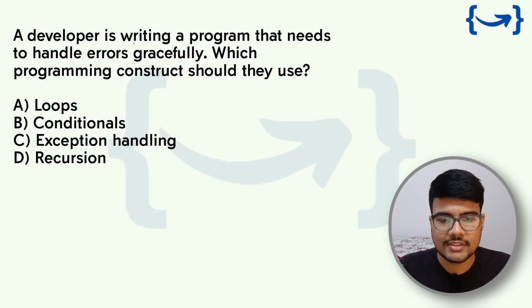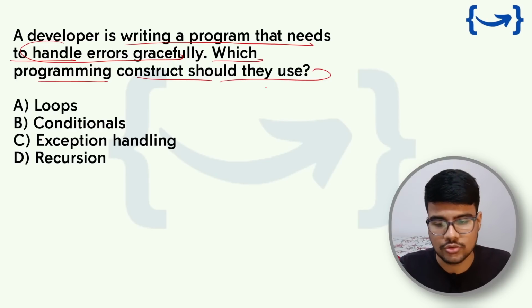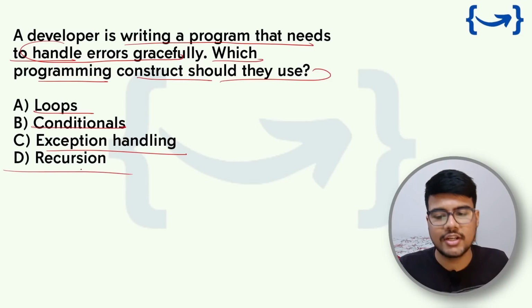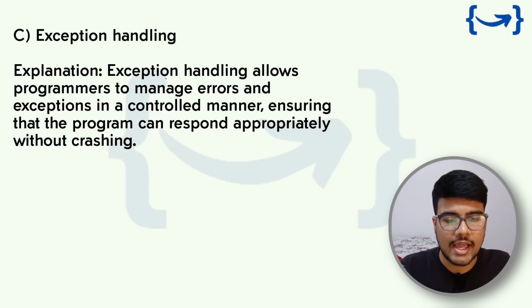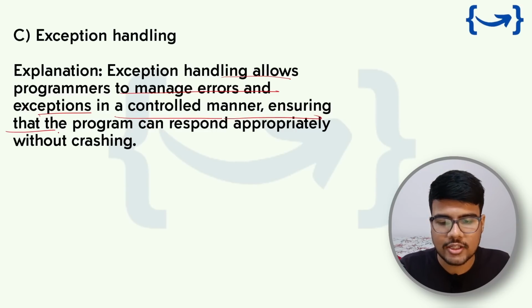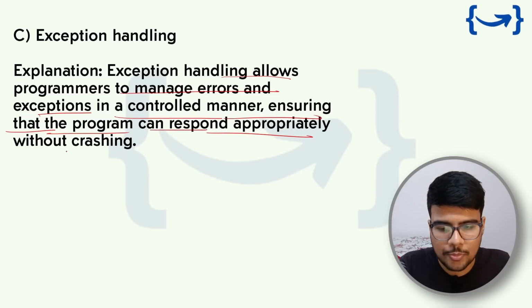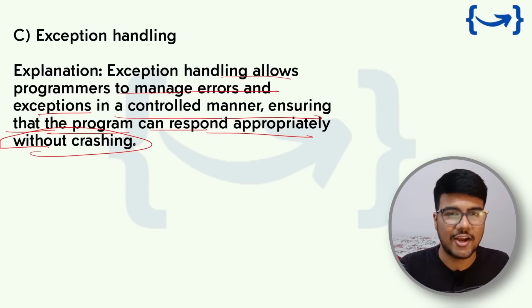Now, a developer is writing a program that needs to handle errors gracefully. Which programming construct should they use? Okay, loops, conditional, exception handling, recursion. I know the right option is exception handling. Exception handling is basically used to prevent the errors. Error handling allows a programmer to manage errors and exceptions in a controlled manner, ensuring that the program can respond appropriately without crashing. Okay, great.